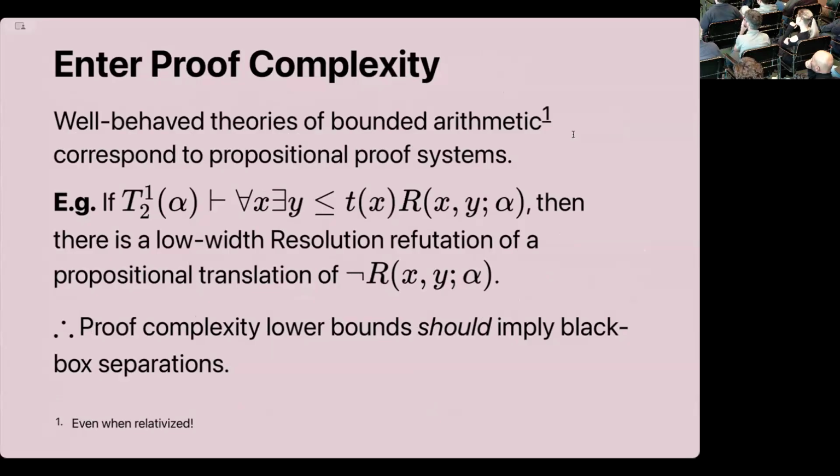So what this should translate to is that if I want to separate the theory, all I need to do is prove a lower bound on resolution width, which we're machines at proving. In particular, this means that proof complexity lower bounds imply black box separations between TFNP classes.